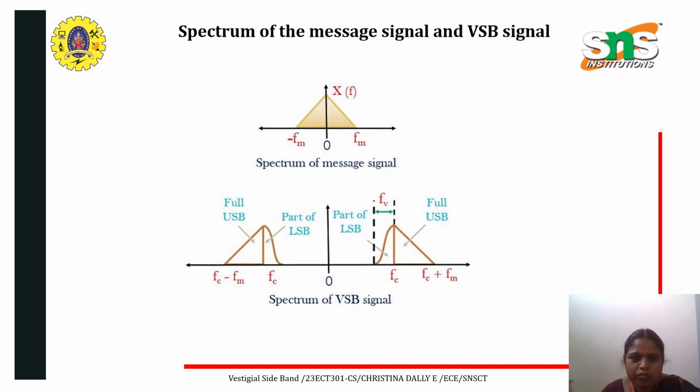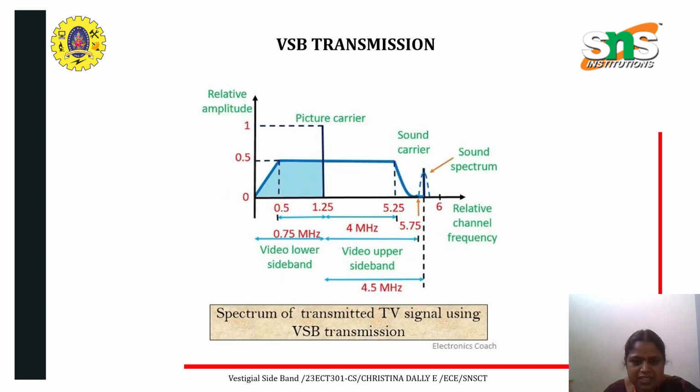Coming to the spectrum of the message signal and VSB, the first diagram represents the spectrum of the message signal. In the next one, from the figure itself, the full USB has been transmitted. In the other part, only a part has been taken. That is termed your vestige. The center frequency will be FC. The full USB that has been transmitted is taken as FC plus FM. Here the part of the LSB has been taken, up to FC minus FM. This is termed your vestigial sideband.